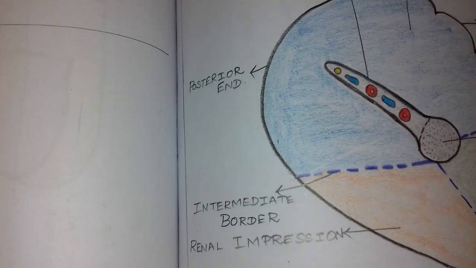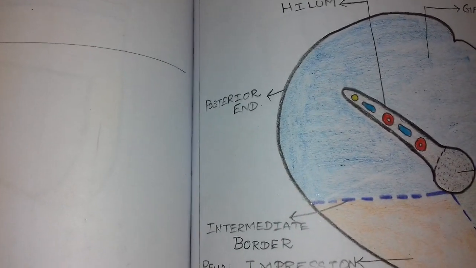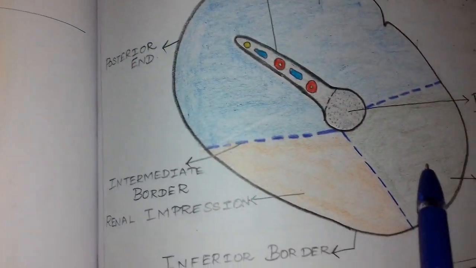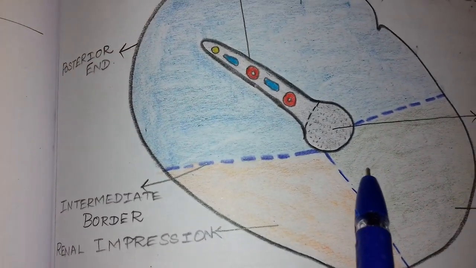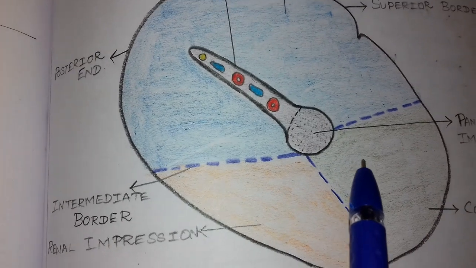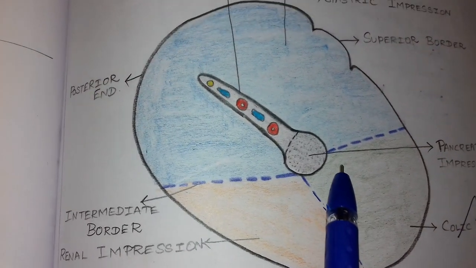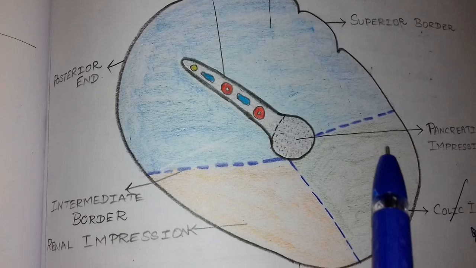Then the colic impression is for the splenic flexure of the colon. This is the colic impression, it is for the splenic flexure of the colon. The colic impression occupies a triangular area near the anterior end of the spleen.